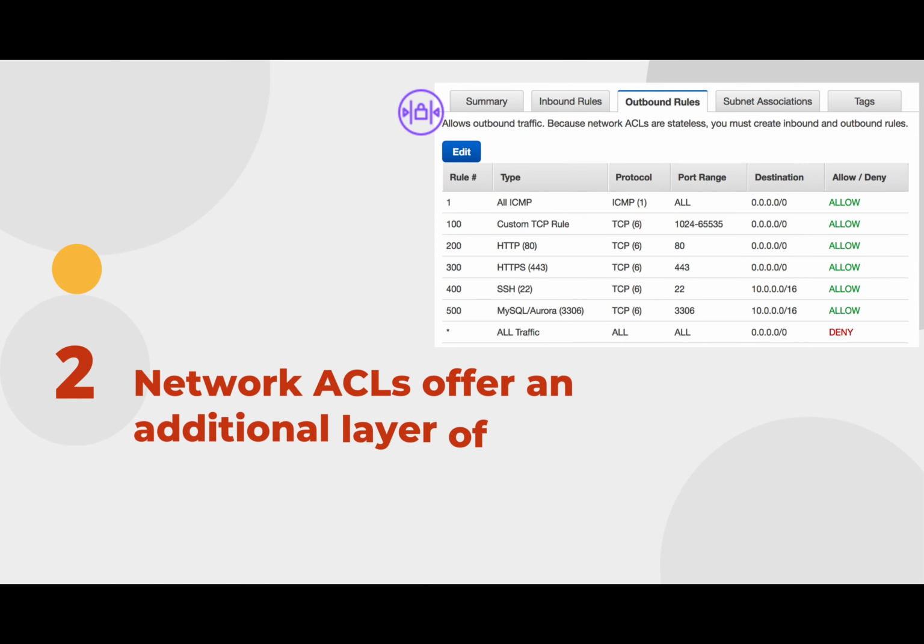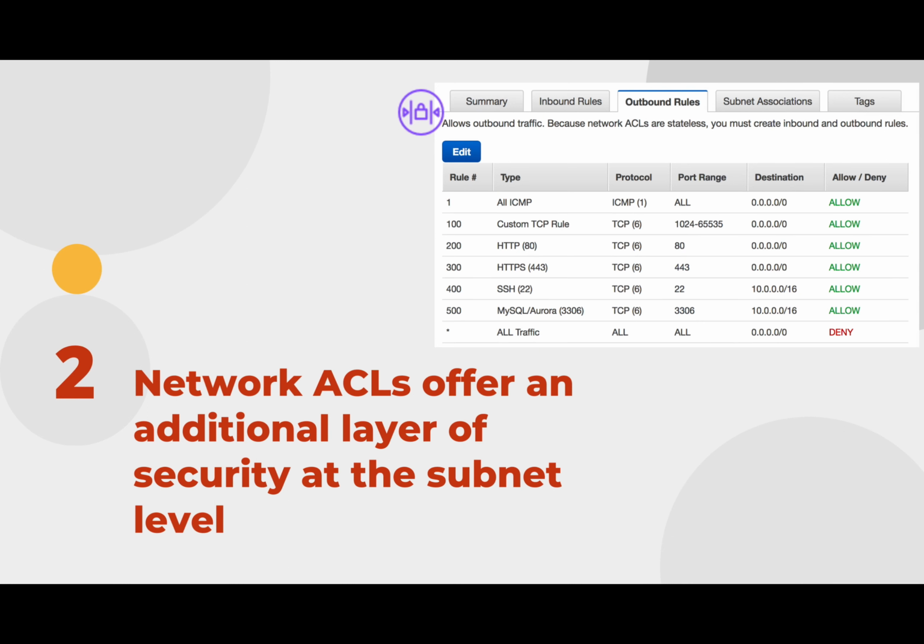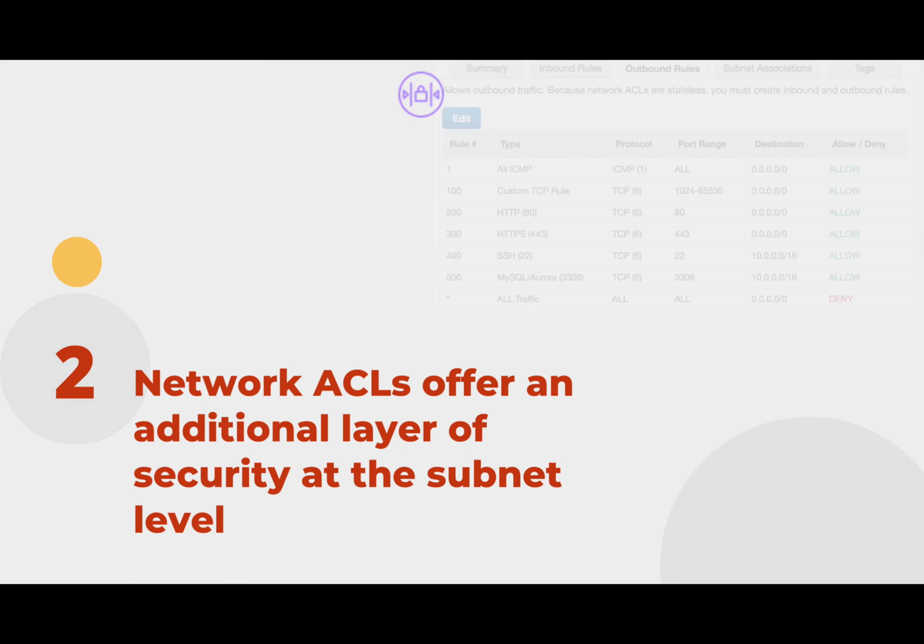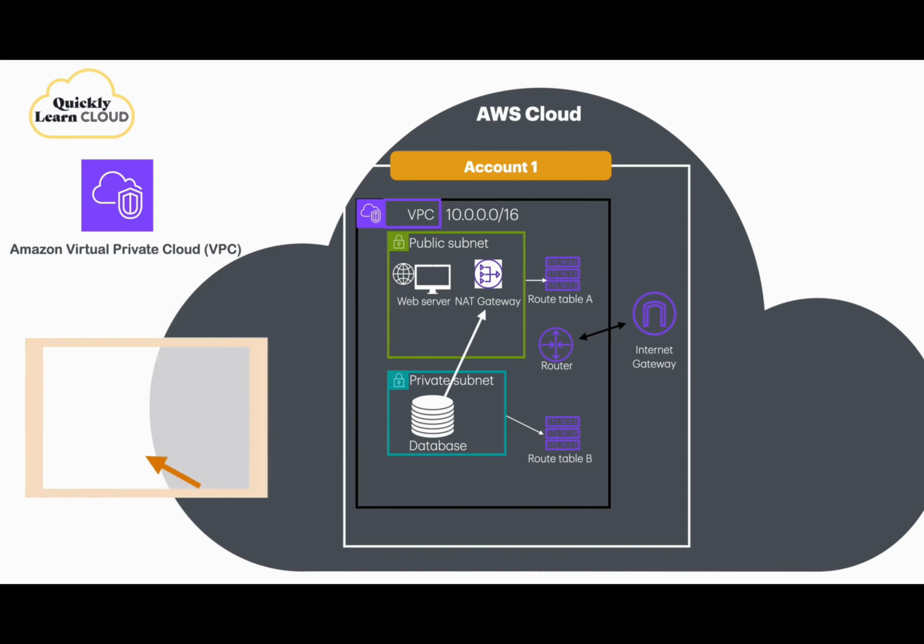2. Network ACLs. Network ACLs offer an additional layer of security at the subnet level. Since they are stateless, you need to define both inbound and outbound rules for any traffic to flow.